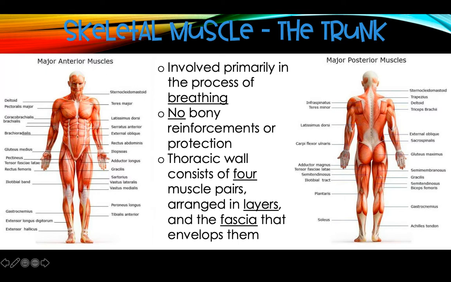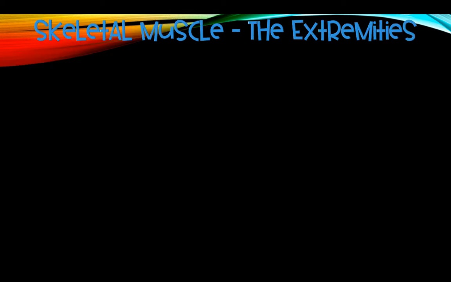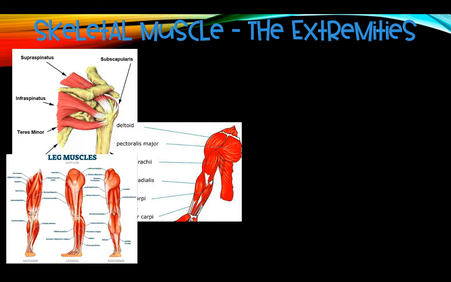It's 4 pairs. The human body is pretty evenly matched when it comes to muscles. There's always one muscle that does one portion and one muscle that does the opposite. And then let's talk about the extremities. So the extremities include your arms and your legs. So here's some muscles in your arms and in your legs. And this isn't even all of them. And obviously I've blocked off some.